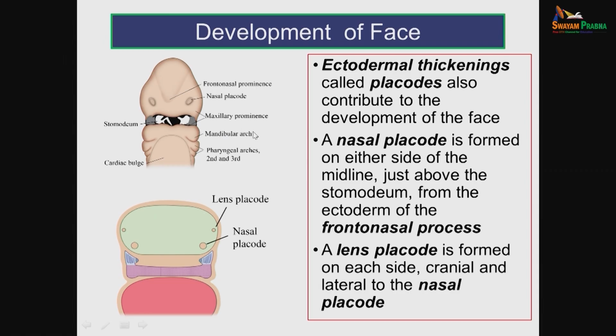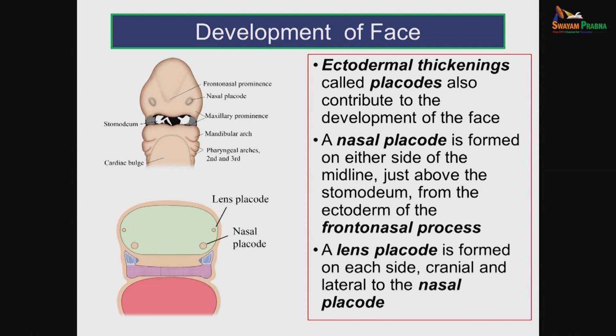We will further go into the development of face having learnt the 5 processes. At this stage, there are going to be thickenings in the ectoderm which are called placodes. Ectodermal thickenings called placodes are developed, which also contribute to the development of face.